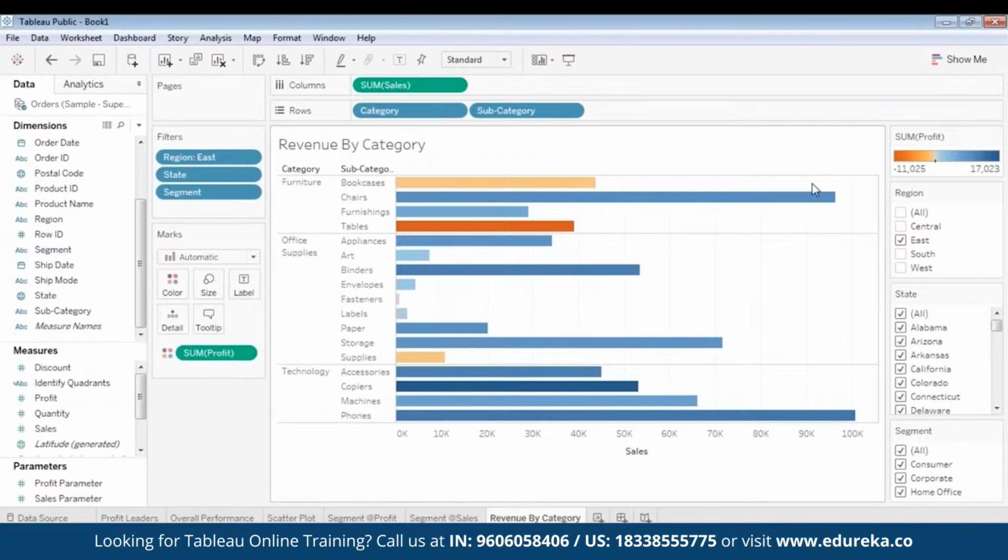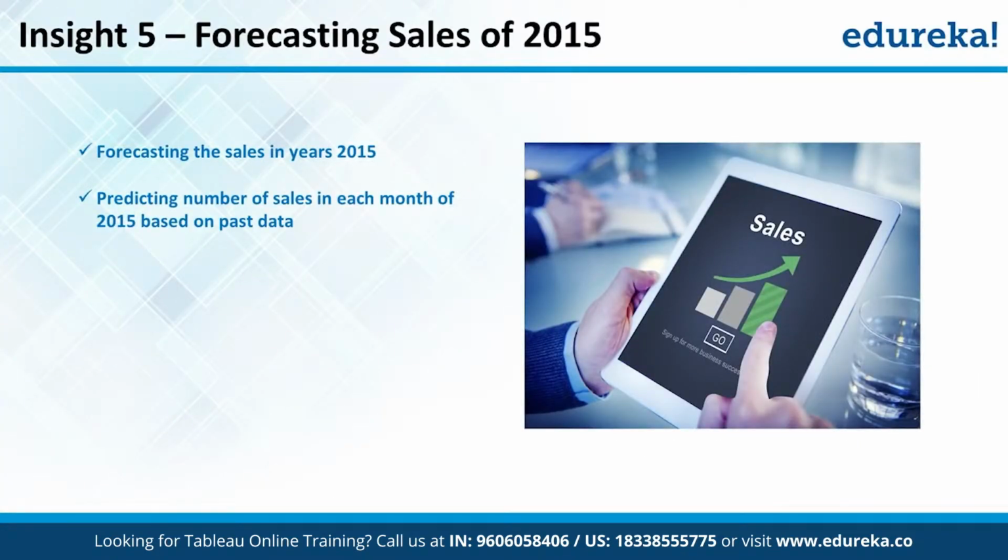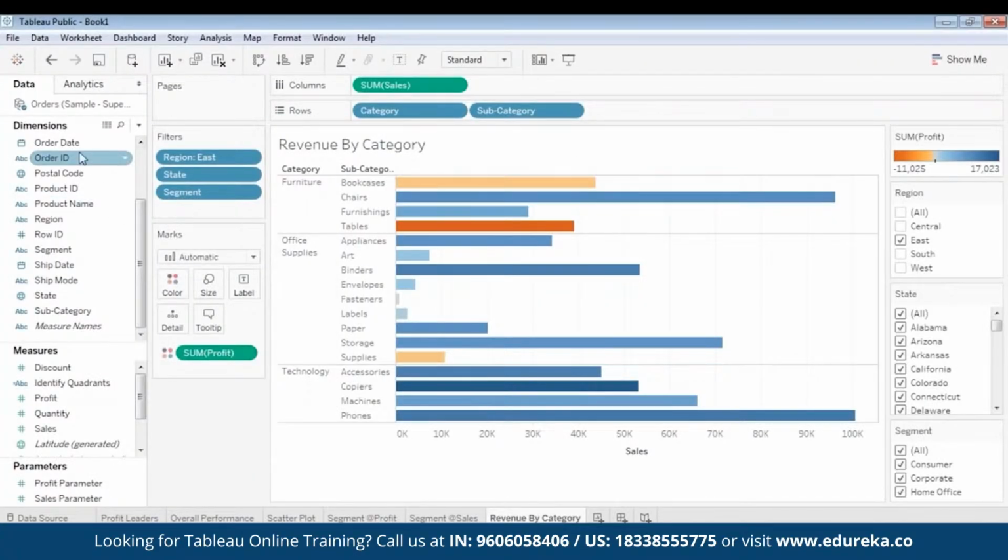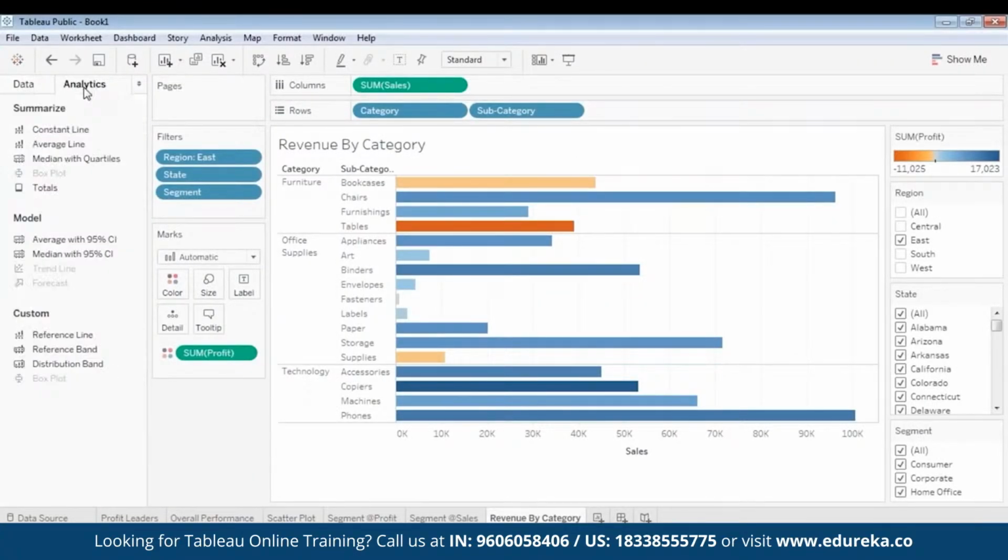Now let's move ahead, guys, and answer our final question. Our fifth question was how the year 2015 will be in terms of sales based on the past data. We have our data from 2011 to 14, and now we want to predict how 2015 will be. For that, we need to use the forecasting feature in Tableau. If you go into analytics, you will get something called forecast. It's about predicting future values depending on your past data.